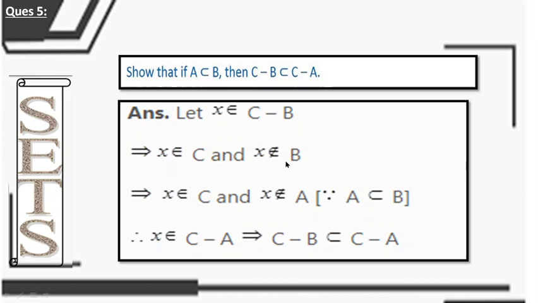Now if x does not belong to B, it means x does not belong to A as well, because A is a subset of B. So if x belongs to C but does not belong to A, we can say x belongs to C minus A. If it belongs to C minus B and we have proved it belongs to C minus A, it means C minus B is a subset of C minus A.